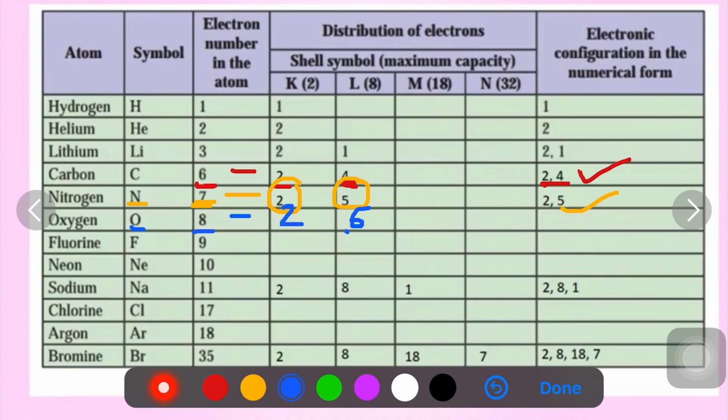Okay, remaining 1. For 1, another shell will form, that is M shell. 1 electron will be in M shell. Now the electronic configuration becomes 2, 8, 1. That is, 2 electrons in K shell, 8 electrons in L shell and 1 electron in M shell. Now students, I want you to do the remaining sums.